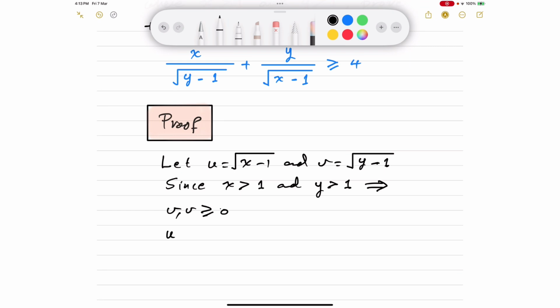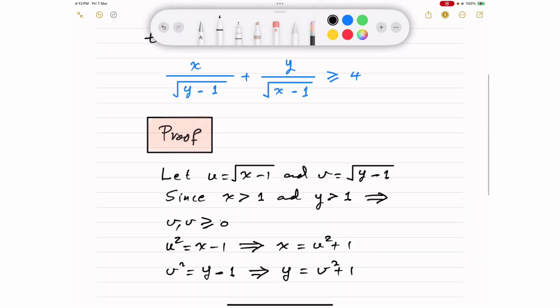Then let's square both sides of the above two equations. That means u squared becomes equal to x minus 1, and from that we can get an expression for x, which becomes u squared plus 1. We do the same thing for the second equation: v squared is equal to y minus 1, and from that we get an expression for y, which is equal to v squared plus 1.